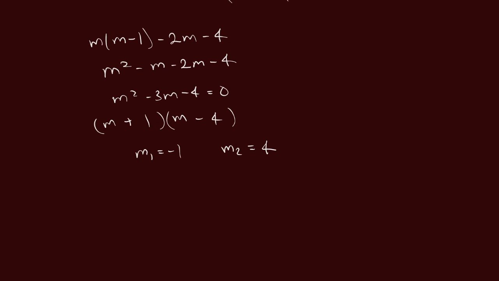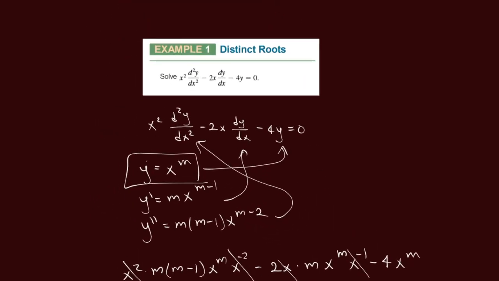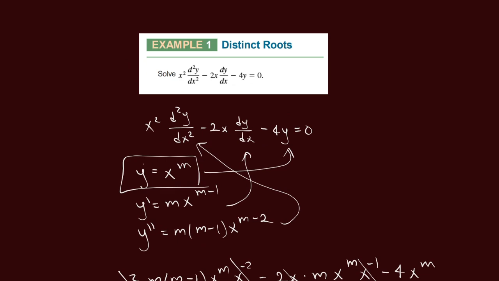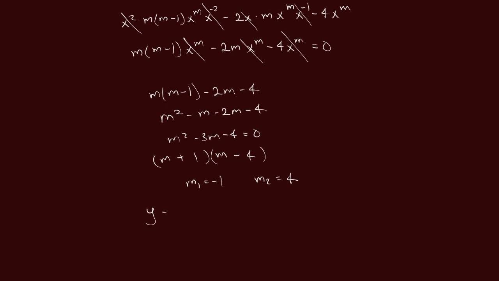Okay, different roots. The problem is a lot of people are going to make the mistake and write y to be equal to c1 times e to the power of m1x plus c2 times e to the power of m2x. But this is not the case when you're using Cauchy and Euler's equation. When you're using this equation, you have to actually write it like c1 x to the power of m1 plus c2 x to the power of m2, with m1 being minus 1 and m2 being 4. And that's your final answer.